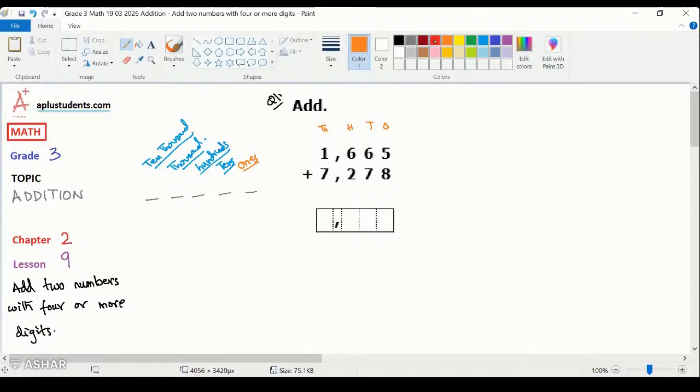So when we are adding these numbers together, we add the ones first. 5 plus 8 is 13. That means we have 13 ones. We take 1 to the tens. 1 plus 6 is 7, and 7 plus 7 is 14, and that means 100s. Agreed?